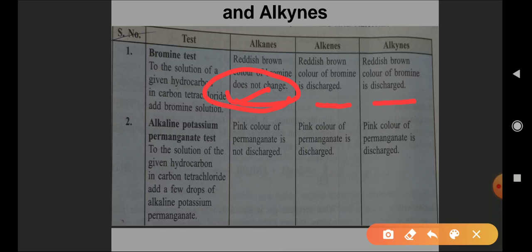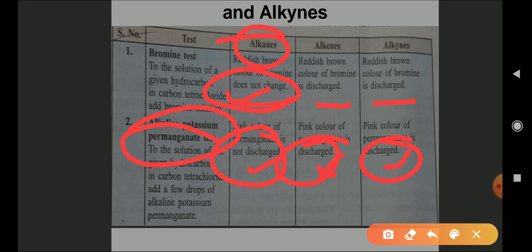If you add alkaline potassium permanganate to the solution of a given hydrocarbon, whether it is alkane, alkene or alkyne, the potassium permanganate, alkaline KMnO4, which is purplish or pink in color, will either change or remain as it is. If it remains as it is, then it is alkane, but if it is discharged and the color becomes colorless, then it is either alkene or alkyne. So both tests, the bromine test and the alkaline potassium permanganate test, identify saturated and unsaturated hydrocarbons.